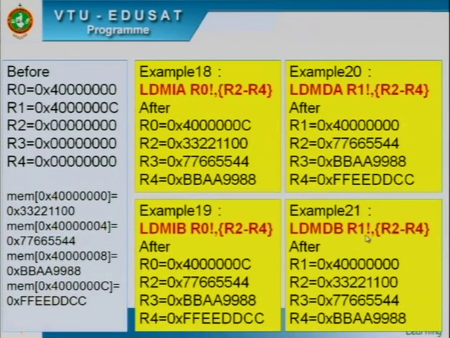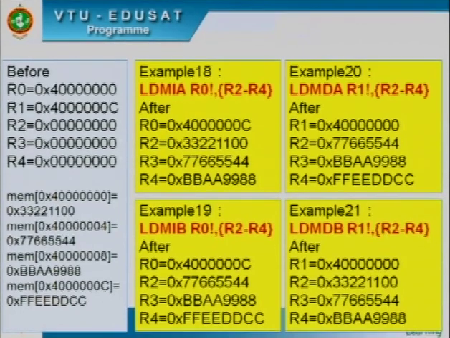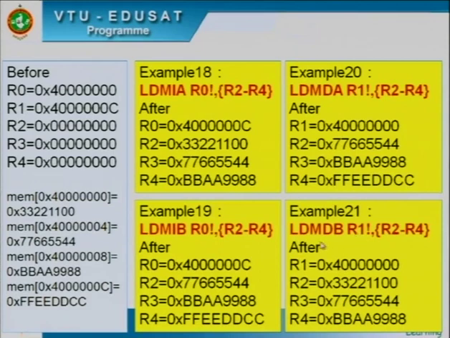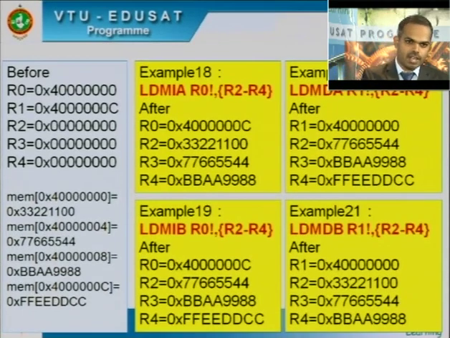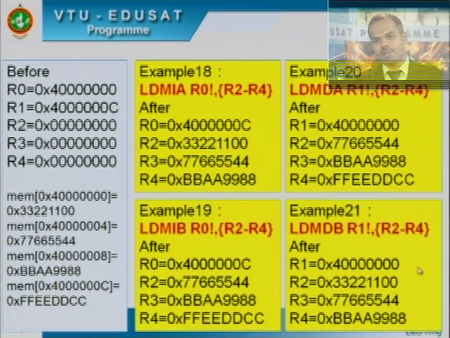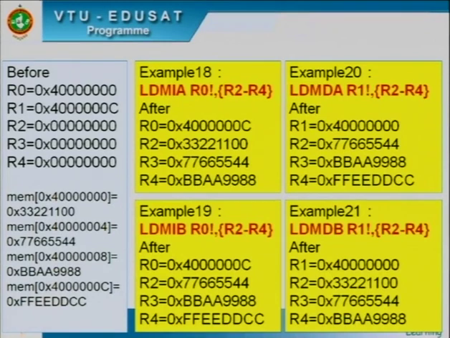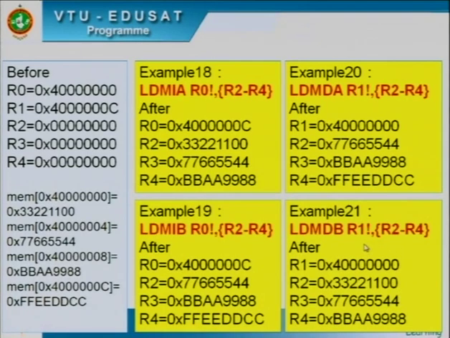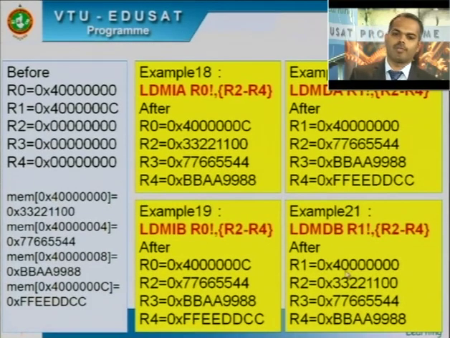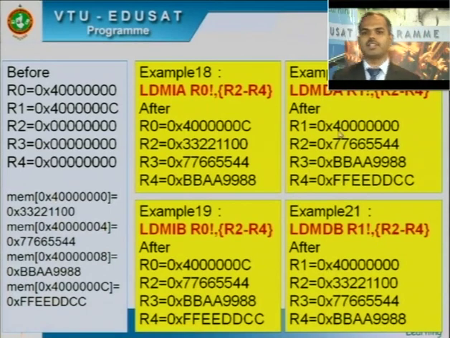The next one, example 21. Look at example 21. LDMDB R1!, {R2-R4}. What is the meaning of this instruction? Load multiple registers, decrement before. That means whatever the content of R1 is, that address value gets decremented, and then the content at that address is copied to R4. Then the address decrements again and the value goes to R3, then decrements again and the value goes to R2. These three registers R2, R3, R4 again get a value in a single instruction. At the end of this instruction, the R1 value will be 4 followed by 7 zeros. The concept is the same as example 20.